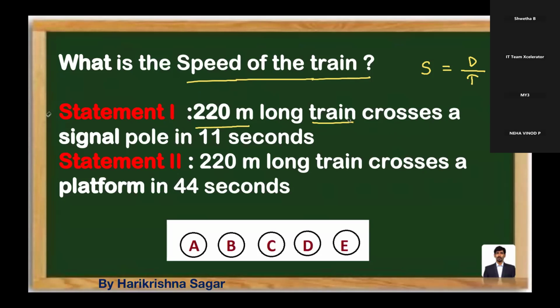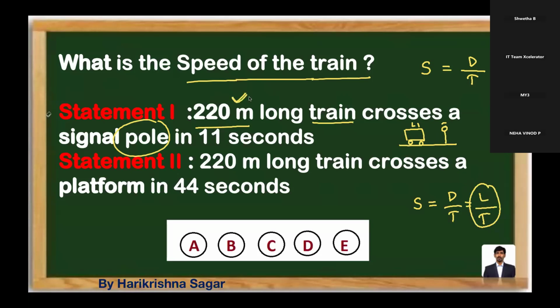A 220 meters long train crossing a pole in 11 seconds. If a train is crossing a pole, the speed of the train is given by the basic formula: distance by time taken. The distance covered to cross the pole will be directly the length of the train, and the time taken is given in the question. If you have these two, you can get the speed. Here the length of the train is given, which is 220, and I know the time taken to cross the pole as 11. So definitely I will get the speed of the train using these two.